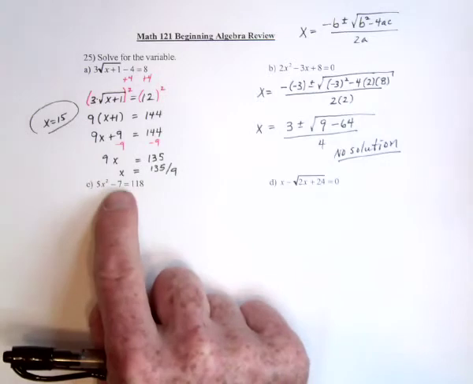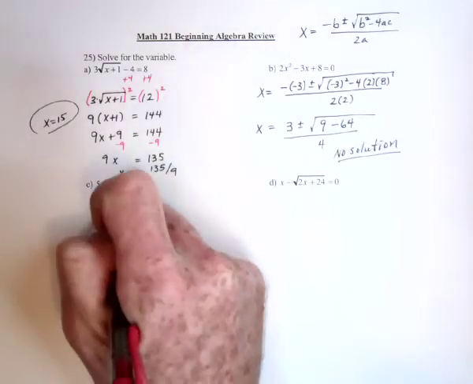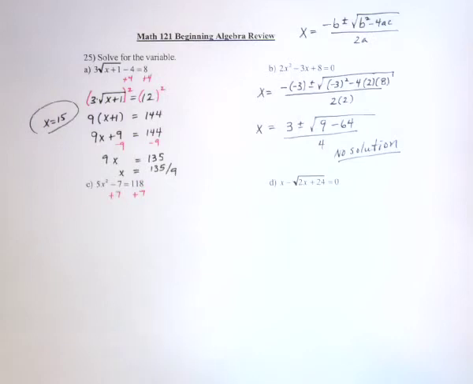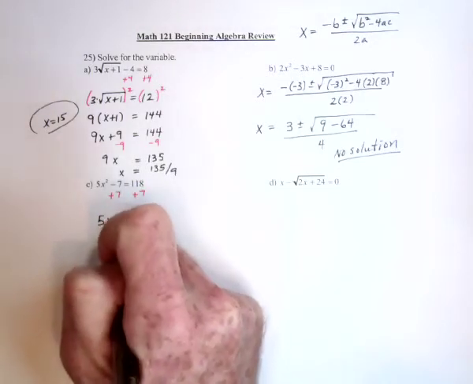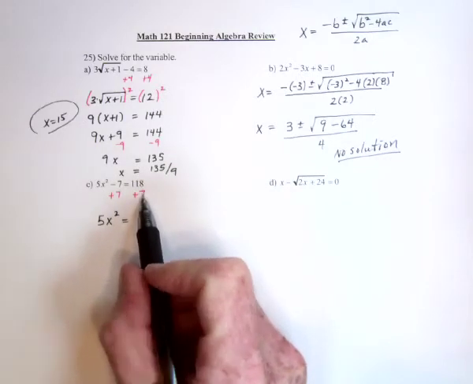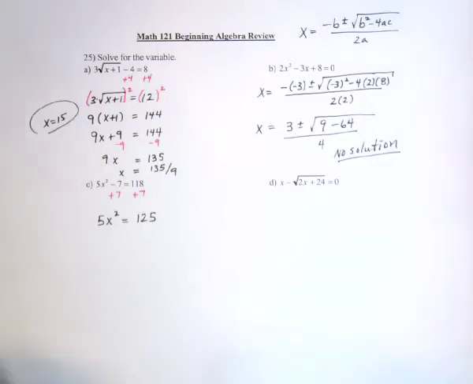Over here it doesn't have that x term, so instead what I could do is get rid of this negative 7 by adding 7 to both sides. So that would leave 5x squared is equal to, and when you add these together, that's going to be 125. And now divide by 5.